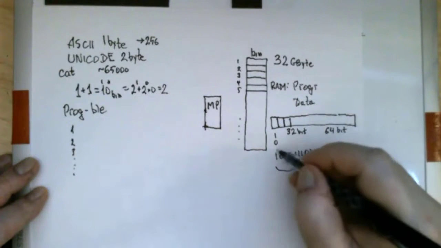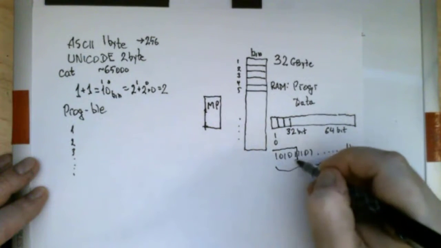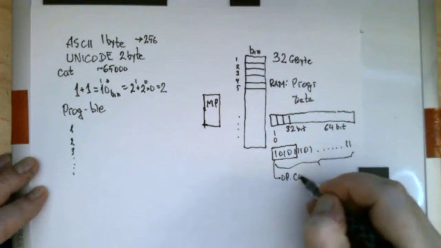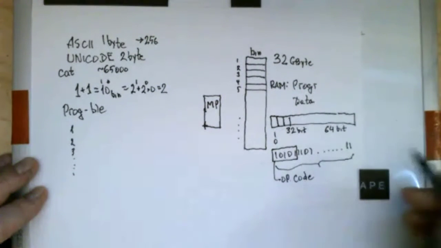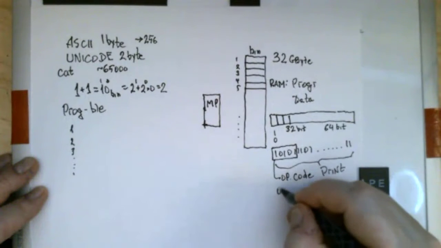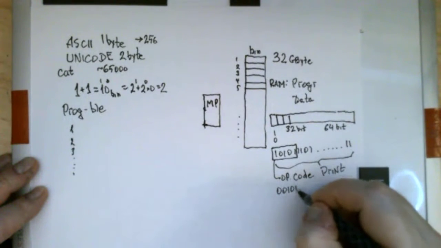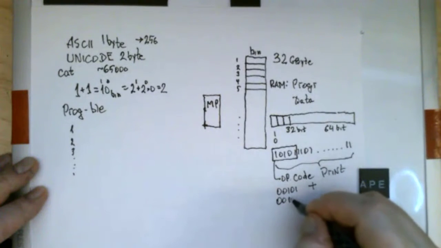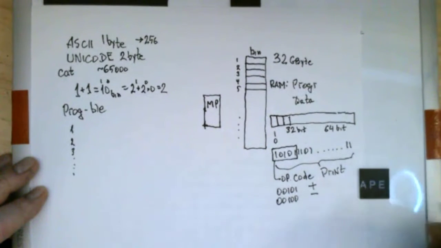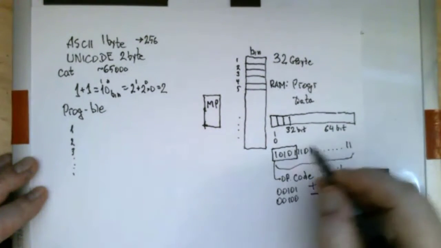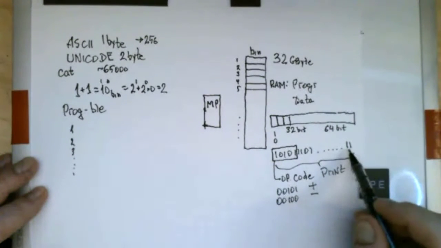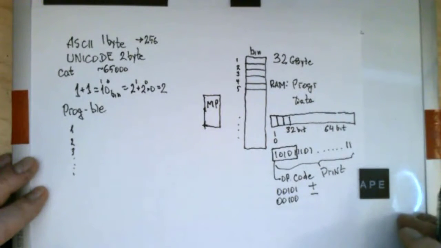So folks, the microprocessor uses the beginning of this cell for the operation code. For example, this operation code could be print. Another operation code like 00101 could be addition. This one, 00100, could be subtract, and so on. The rest of the memory cell for the programming will tell you the address of the operand.